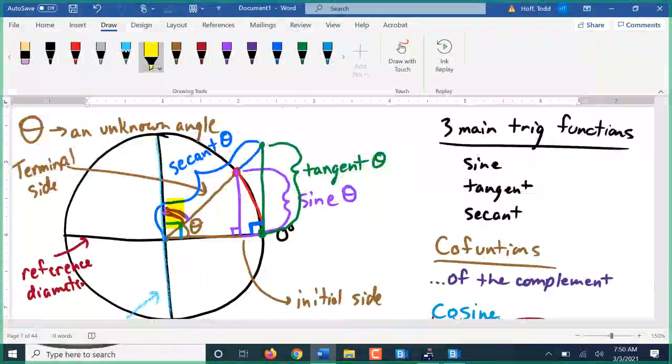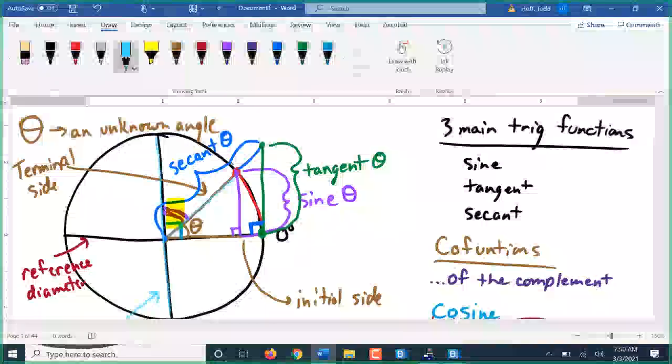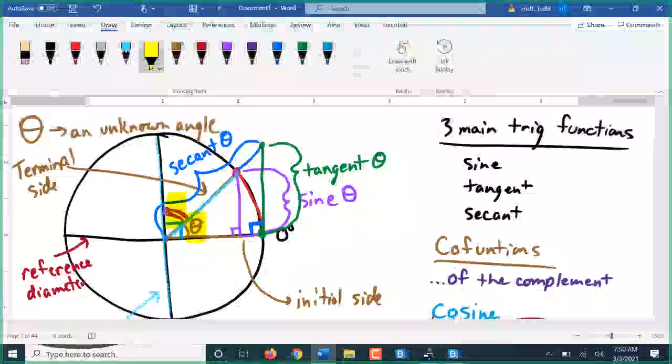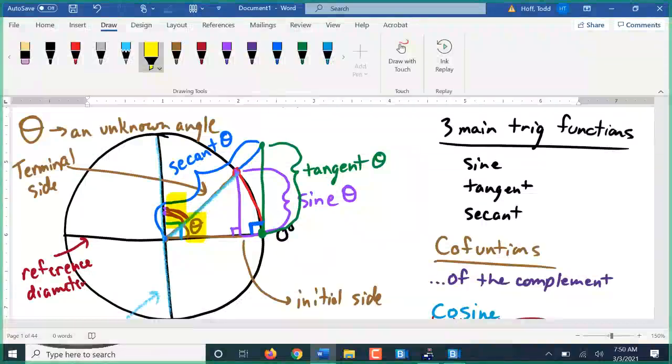So all it does is I'm looking at that terminal side, this terminal side here, and I'm looking at the other side of it instead of looking at this bottom side between the terminal side and the horizontal diameter. Complement means I'm looking at the top side between the terminal side and that vertical or complementary reference diameter. So from that point to there, that is the cosine of the angle.